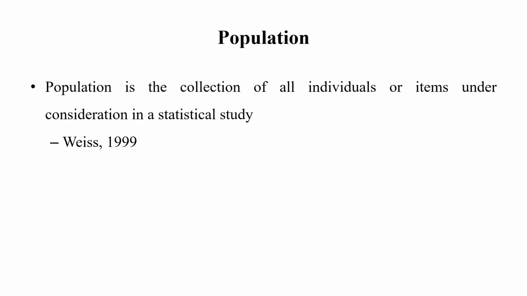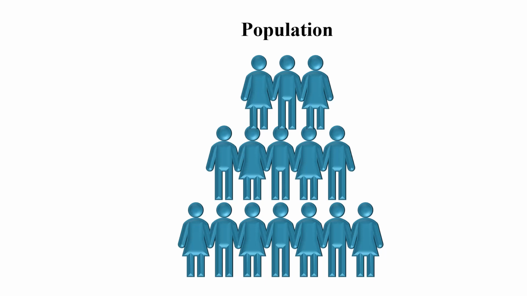For example, population is the collection of all individuals or items under consideration in a statistical study. It is the definition given by Wisniewski 1999. Let's assume that in our study, this is the population. The study can be anything. For example, let's assume that these are the workers in a particular factory we are interested to study. So in this case, for the researcher, these are the total population.